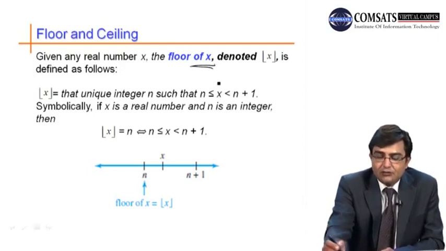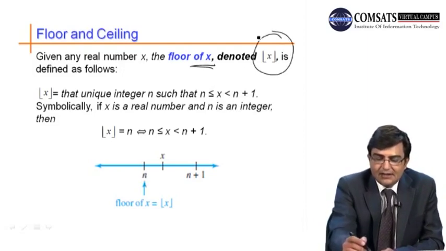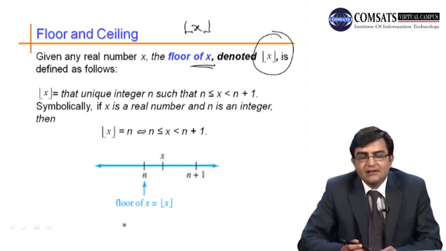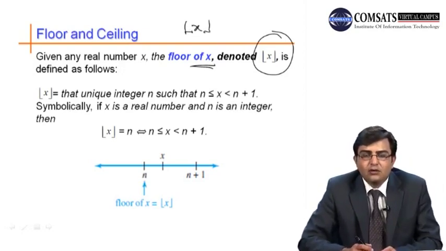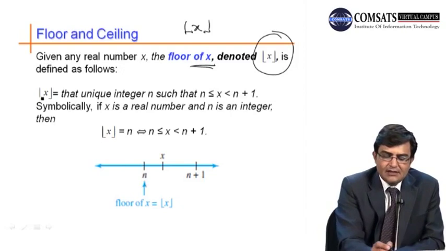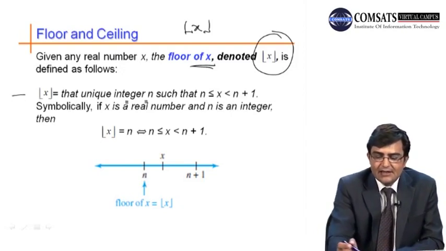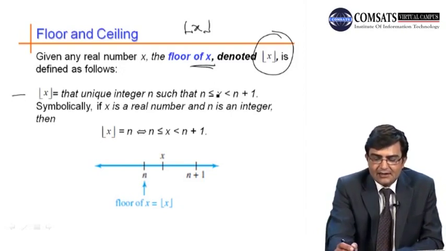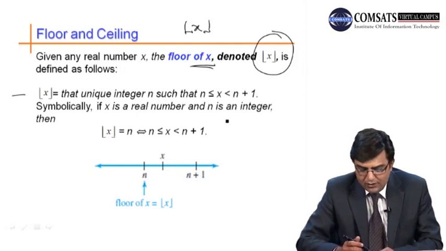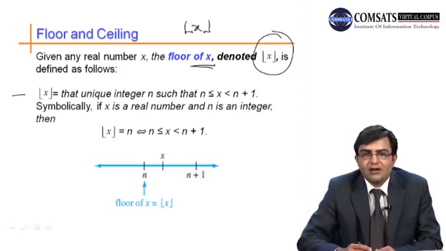How do we denote it? We denote it by this. This is a special type of bracket, with x inside it, and this is called the floor of x. And how do we define it? Floor of x means that unique integer n such that x is greater than or equal to n and less than n plus 1.